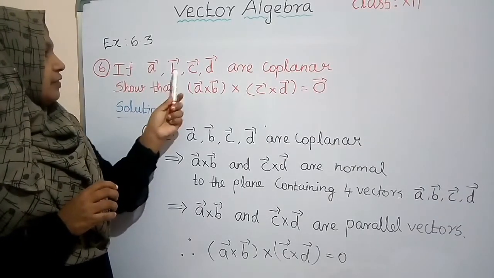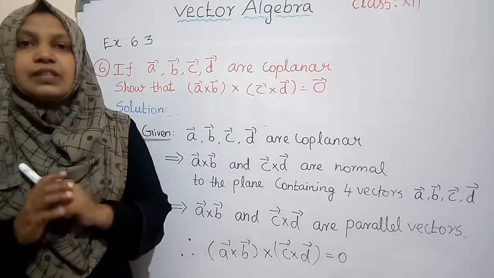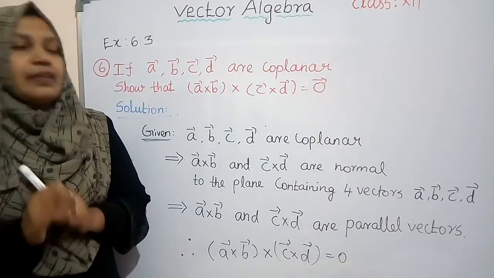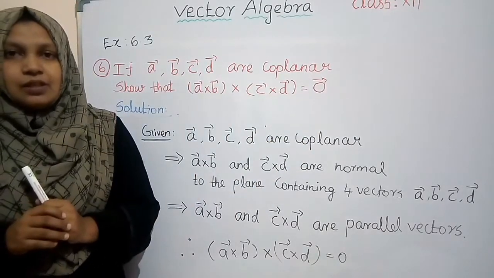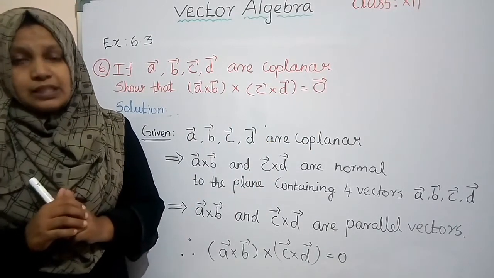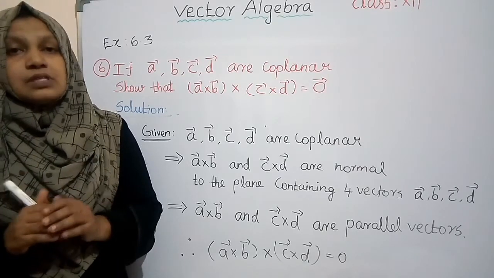So now we can see question number 6. If a vector, b vector, c vector, d vector, these four vectors are coplanar, then the vector product of these four vectors is equal to 0 vector.